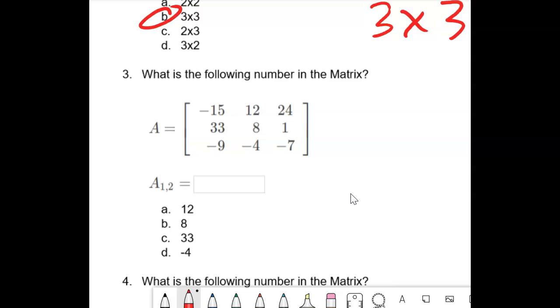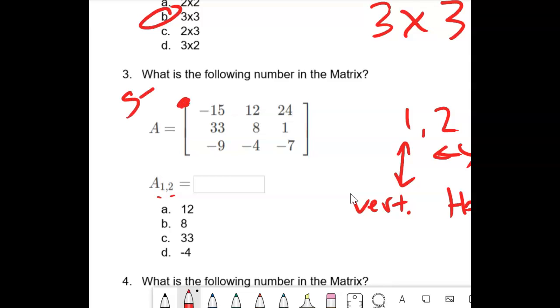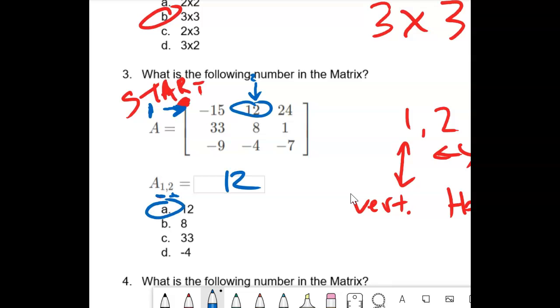Number 3, what is the following number in the matrix? Now, once again, you have two numbers here, 1, comma 2. Once again, it's vertical and then horizontal, right? Vertical first, horizontal second. And where do you start? Start at the top left, okay? So if I'm starting at the top left, if it says 1, that means I go down 1, so it's this first row. This is the 1 row. And then 2 means you go over to the second column, okay? So first row from the top, second column from the left gives me 12, okay?